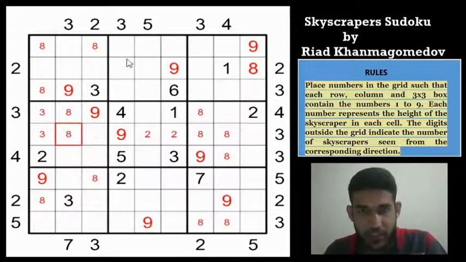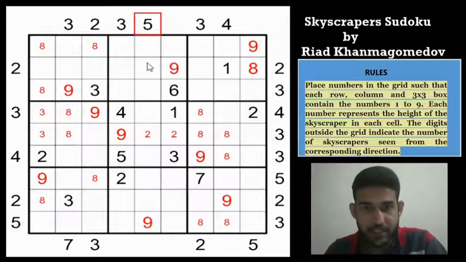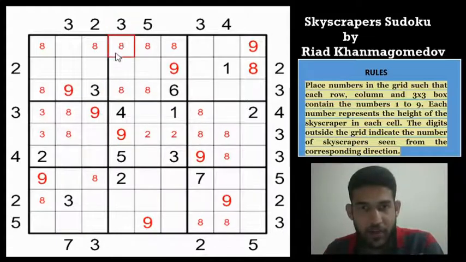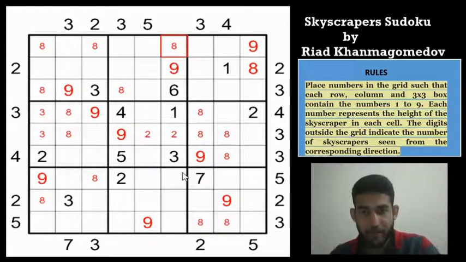Now let us look at this box to see if we can further restrict the 8s. So 8 cannot be in these cells, so 8 has to be in these 5 cells. 8 can't be here because of the 3 clue. 8 obviously can't be here because of this. And 8 also can't be here because then you will see 1, 2, 3 and 4 only. So 8 can't be here. So 8 has to be in these 2 cells, right?